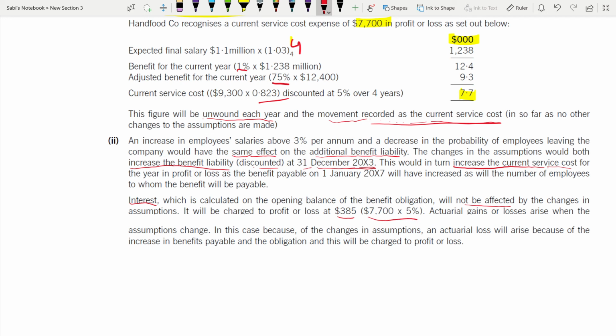Yes. So when assumption changes, actual gains or losses will arise. In this case, because of the changes in assumption, an actual loss will arise because of the increase in benefits payable and obligation. It's a loss, right? If more of the benefit you have to give to the employee, it's a loss only. And this will be charged to P&L.